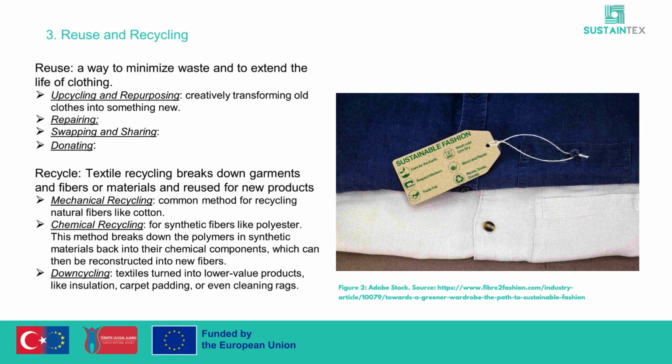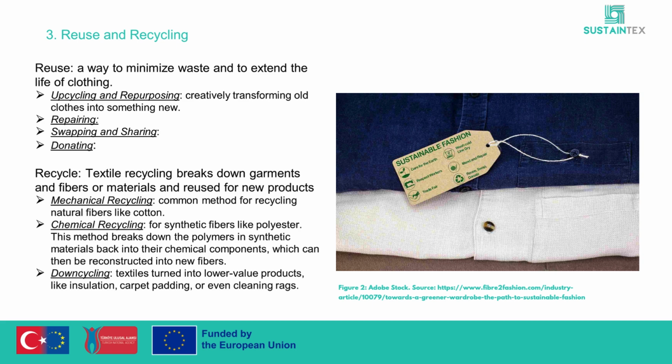Reuse and recycling. Reuse is a way to minimize waste and to extend the life of clothing. Forms of reuse include upcycling and repurposing, repairing, swapping and sharing, and donating. Recycling breaks down garments and fibers or materials which are reused for new products. There is the mechanical recycling, which is a common method for recycling natural fibers like cotton, and chemical recycling that is used mainly for synthetic fibers like polyester. Polymers are broken down into their chemical components, which can then be reconstructed into new fibers.